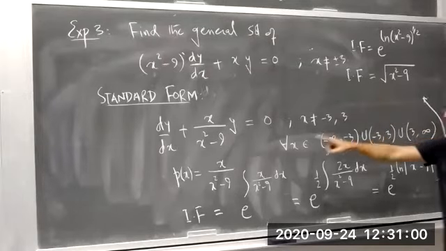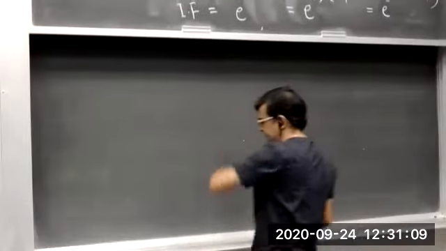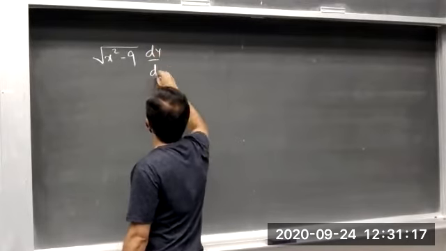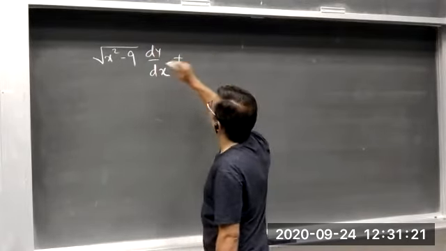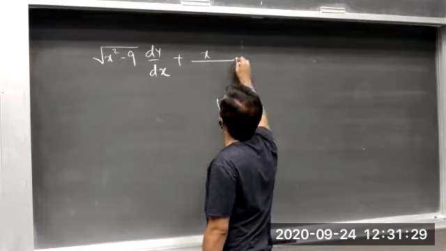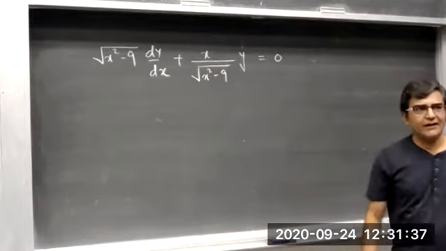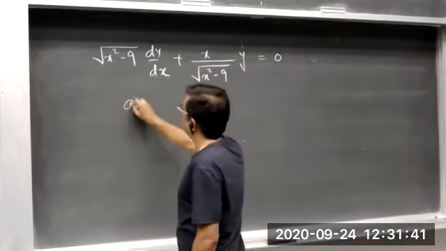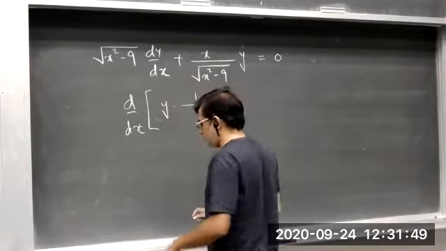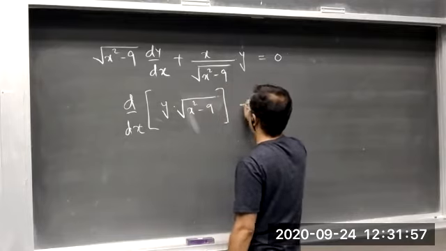Now you multiply this equation with the integrating factor. What we obtain here is square root of x square minus 9 dy by dx plus x divided by square root of x square minus 9 times y equal to 0. Now the left hand side becomes d by dx of y into the square root of x square minus 9, equal to 0.